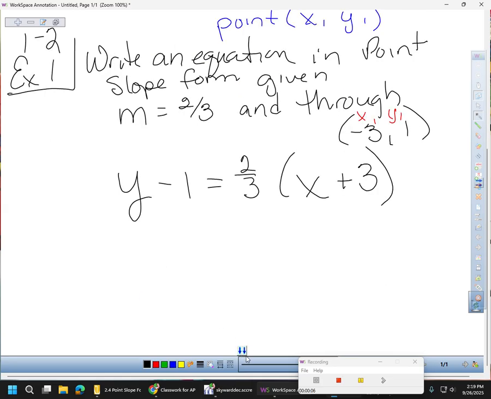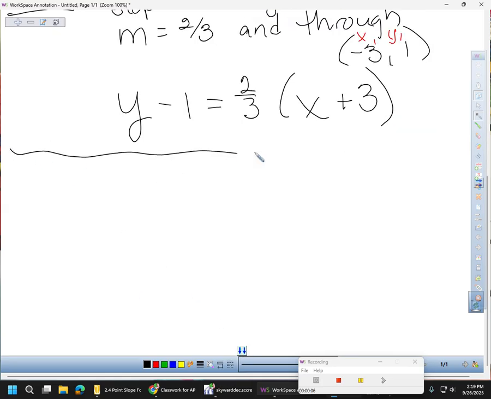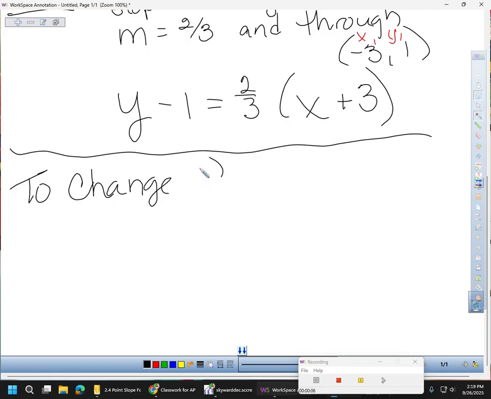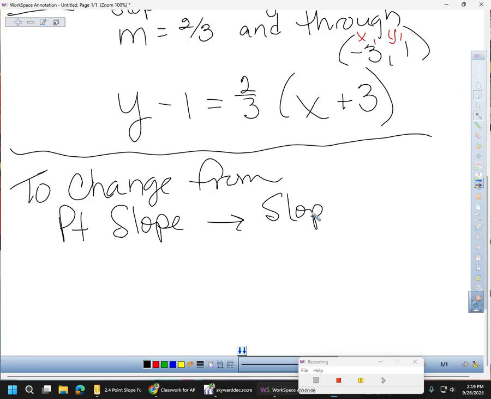Now, sometimes they don't want it in point slope form. So sometimes we have to change it to slope intercept. So to change from point slope to slope intercept. Nope, that's standard. We're not there yet.